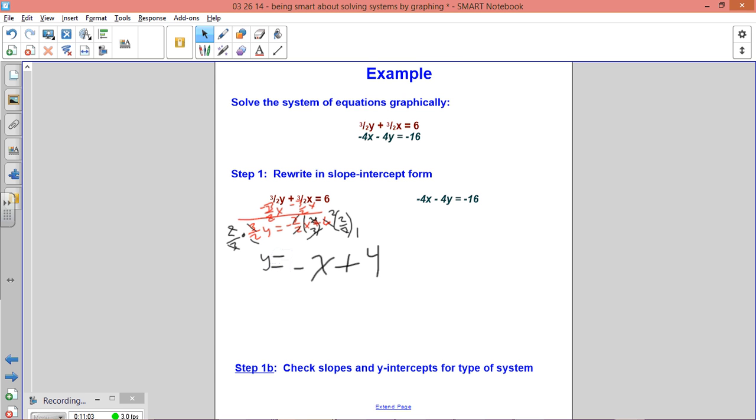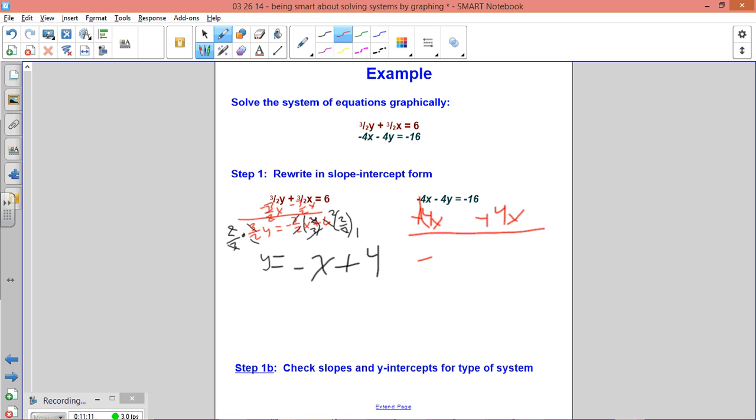Now I'm going to do the next question. Plus 4x on both sides, I get negative 4y equals 4x minus 16. Divide by negative 4 on every term. Let's see what happens. I get y equals 4 divided by negative 4 is negative 1, so negative 1x is just negative x. And negative 16 divided by negative 4 is positive 4.